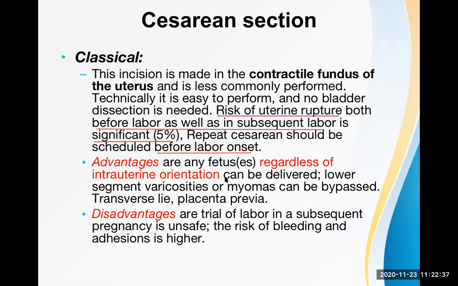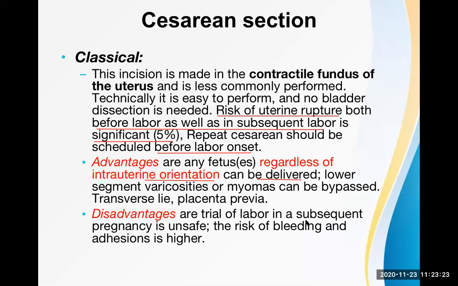Advantages are any fetuses, regardless of the intrauterine orientation, can be delivered. Even the transverse lie can be delivered through the classical incision. Lower segment varicosities or myomas can be bypassed, like transverse lie, and if placenta previa is there, then also we can go through this type of delivery. So these are the advantages. But let me ask you one question. How common are these type of things? They are not common, only in exceptional cases these occur in the pregnancy. That's why it is not the common way of incision.